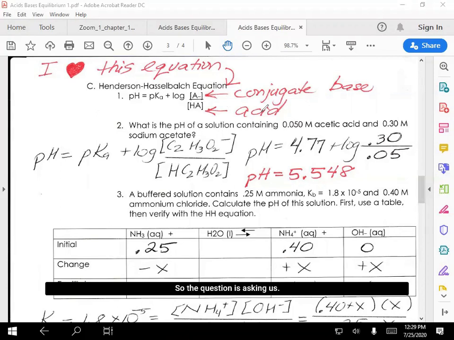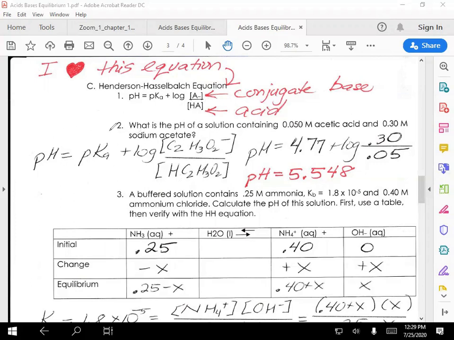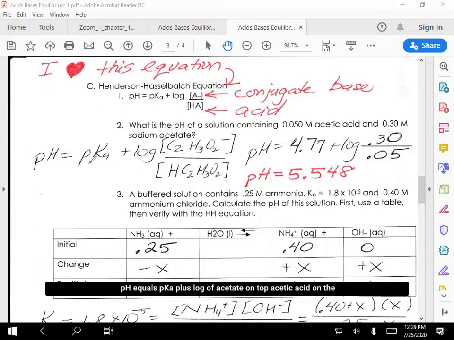So the question is asking us, what is the pH of a solution containing 0.050 molar acetic acid and 0.30 molar sodium acetate? So we set up our expression, pH equals pKa plus log of acetate on top, acetic acid on the bottom.